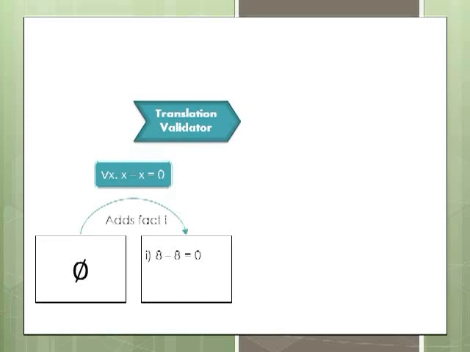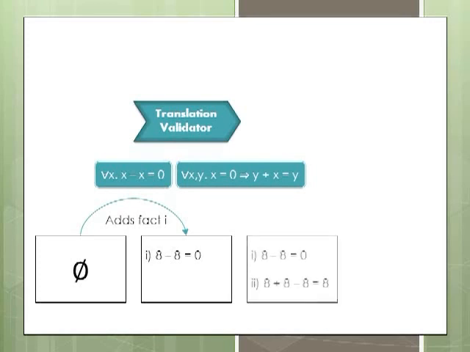Next, we have another axiom that says, well, if we know something's equal to 0, then anything plus that will equal itself. So we can use the fact that we just learned in order to learn a new fact that 8 plus 8 minus 8 equals 8. And in our proof, we make the note that we used fact 1 in order to apply this axiom, and in doing so, we added fact 2.